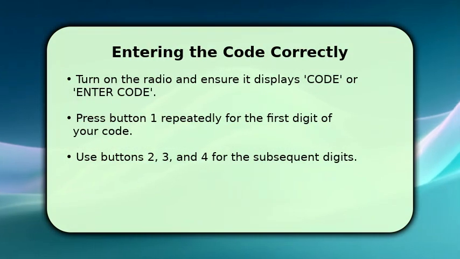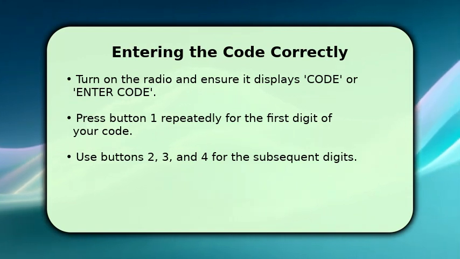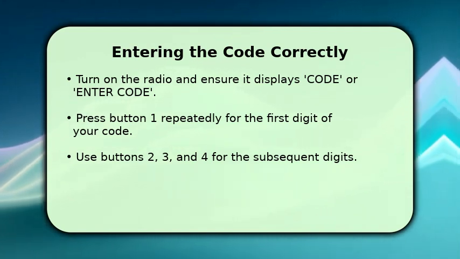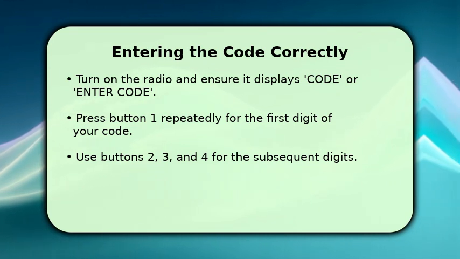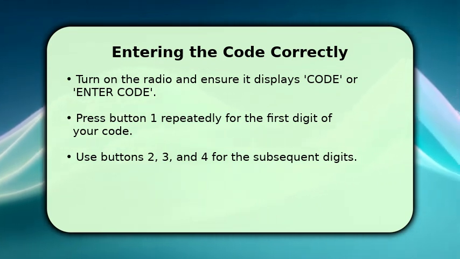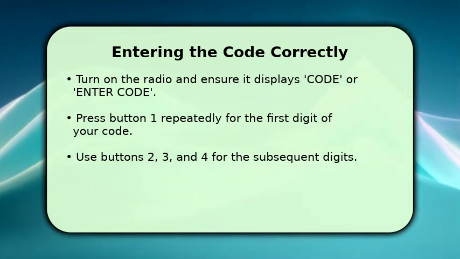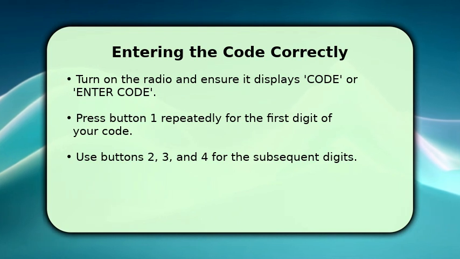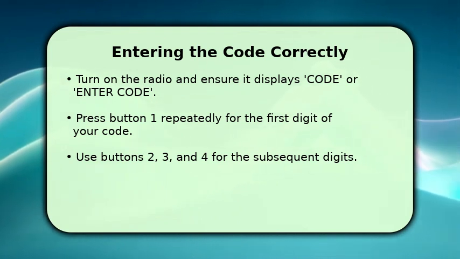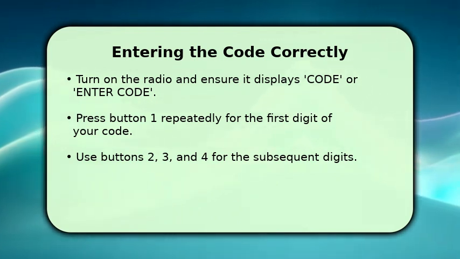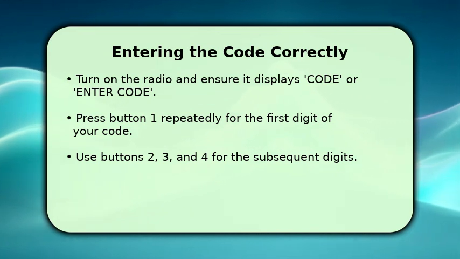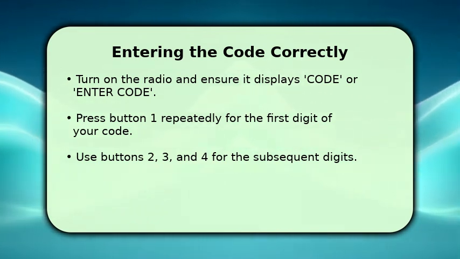Once you have your 4-digit code, entering it is straightforward. Turn on your radio and wait for code or enter code to appear on the display. To input the first digit, press button 1 the corresponding number of times. For example, press it 4 times for the digit 4. Repeat this process for the second, third, and fourth digits using buttons 2, 3, and 4 respectively. Finally, confirm your entry by pressing button 5 or the asterisk button for Sony models.